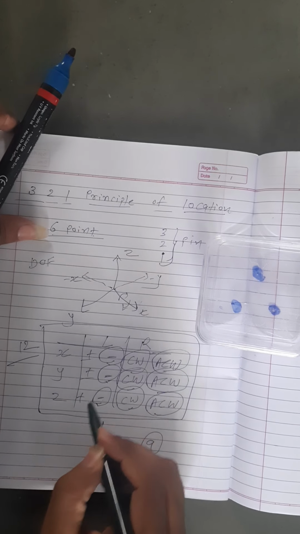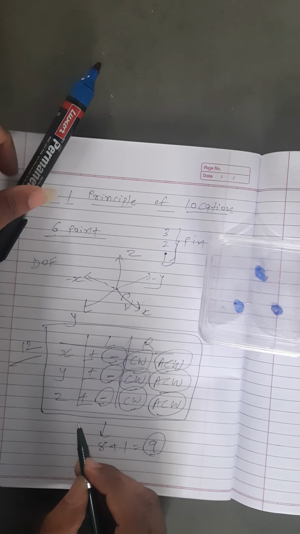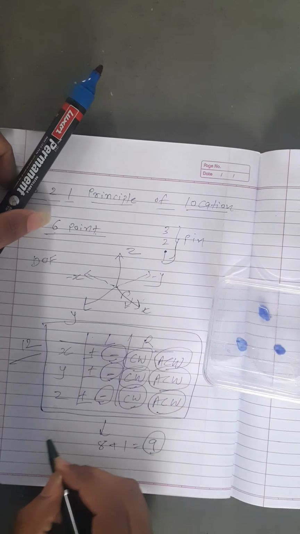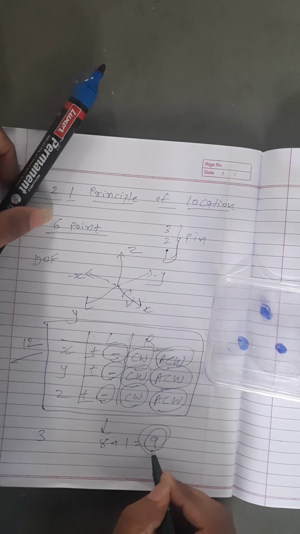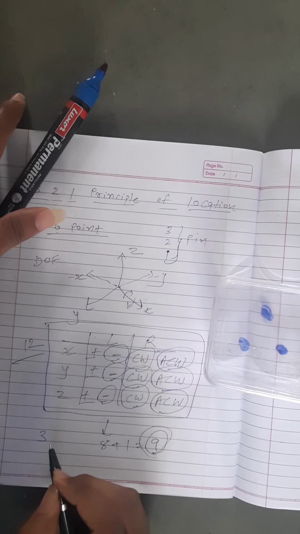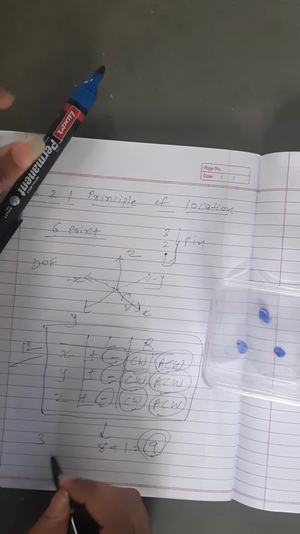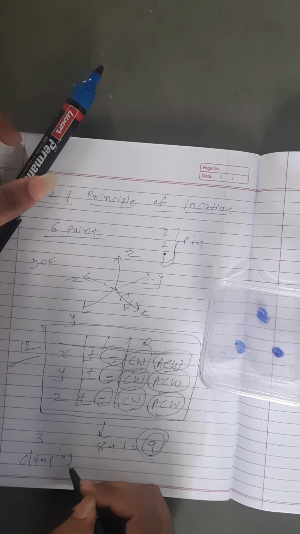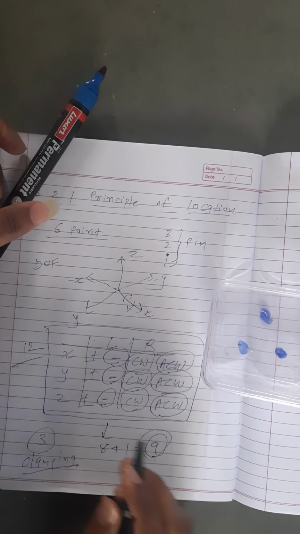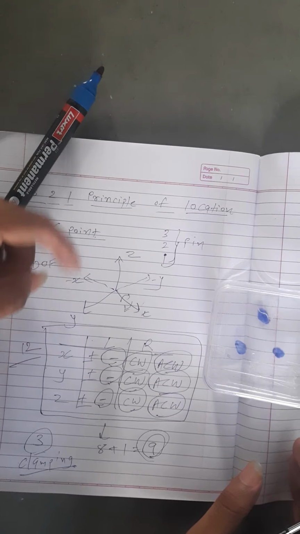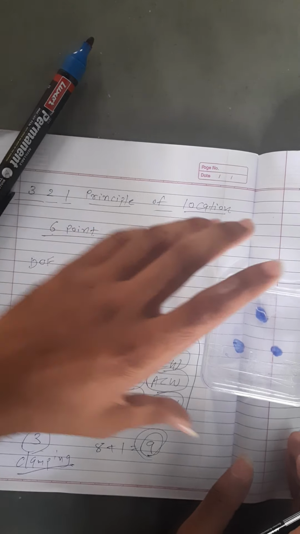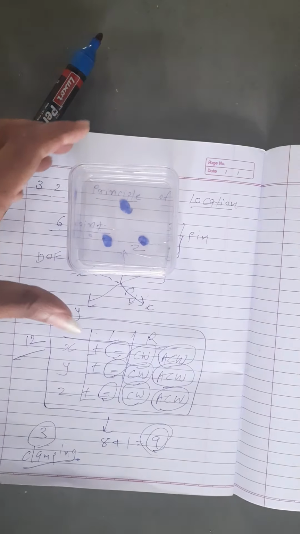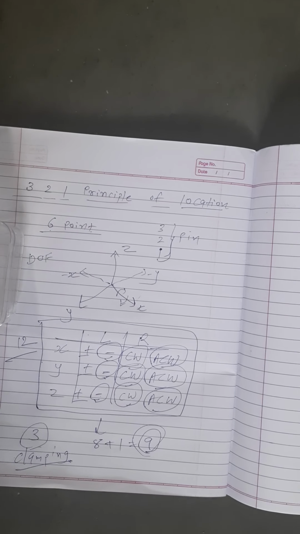Now the positive x, y, and z directions are remaining. So 3 remaining and 9 restricted. So these 3 are restricted by a clamping device. These 3 degrees of freedom are removed by clamping the workpiece for the machining process. So this is the 3-2-1 principle of location.